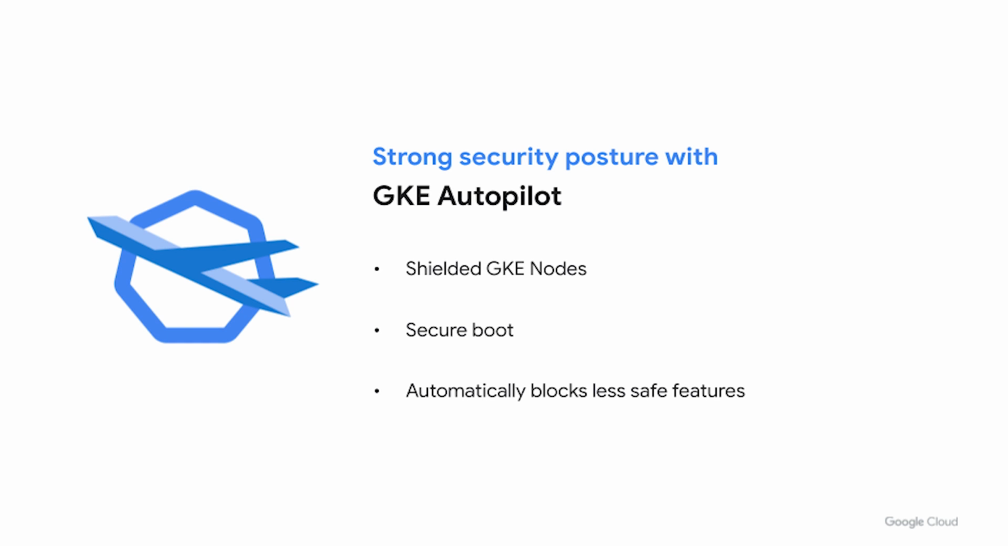Finally, for Kubernetes applications, GKE Autopilot is highly differentiated, especially for security. Autopilot offers our most locked down and secure Kubernetes environment. Beyond managing node upgrades, GKE Autopilot automatically configures security features like shielded GKE nodes, secure boot, and workload identity. Also, Autopilot implements security best practices by blocking less safe features like external IPs and legacy authorization.